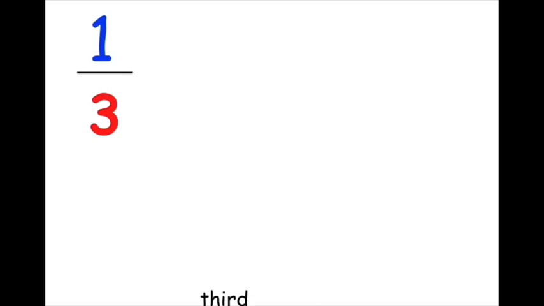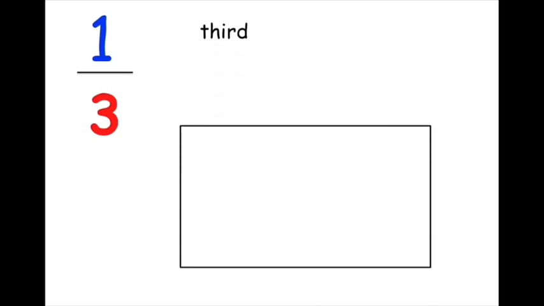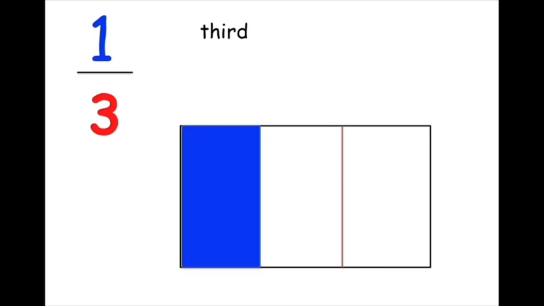And now we have this fraction, which is 1/3, a third. So here we have a rectangle as my whole. I need to split it into 3 equal parts because that's what my bottom number of my fraction tells me. And I have my top number, which is a 1, so I know I have 1 part, so I shade in 1 of those parts.